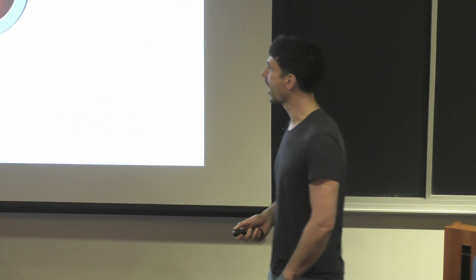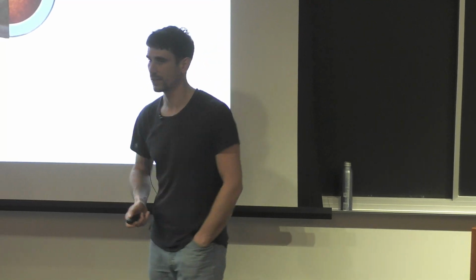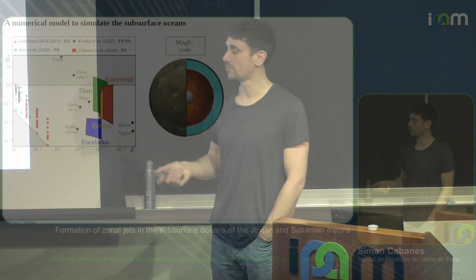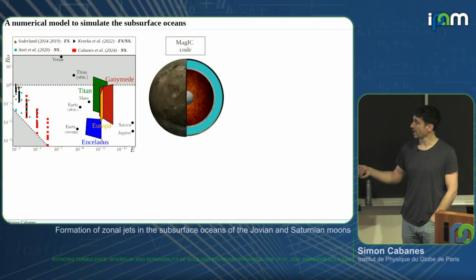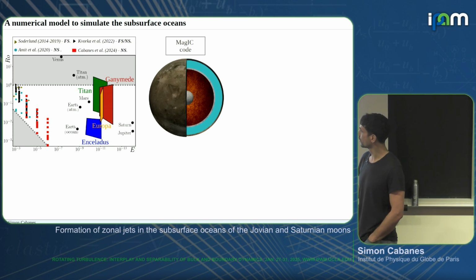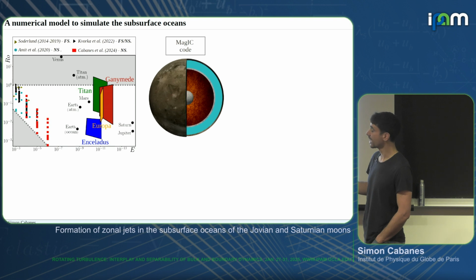Let's first introduce some of the simulations that we have conducted with Thomas Gastine and Alexandre Fournier at IPGP in Paris, and they correspond to this red square. And so we do that with the code MagIC, of course, and we employed no-slip boundary condition at both the top and bottom of the fluid layer.